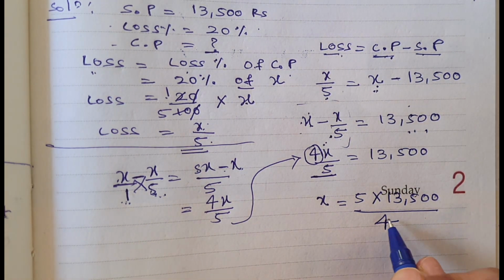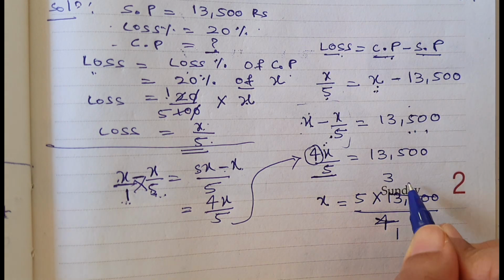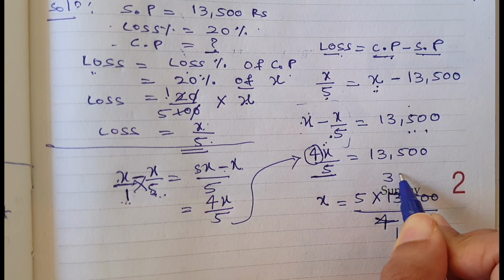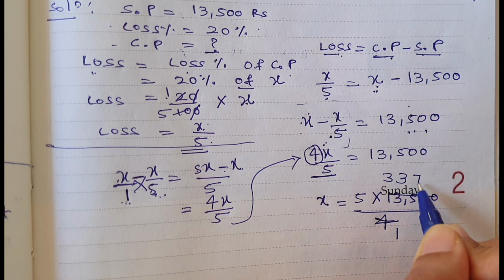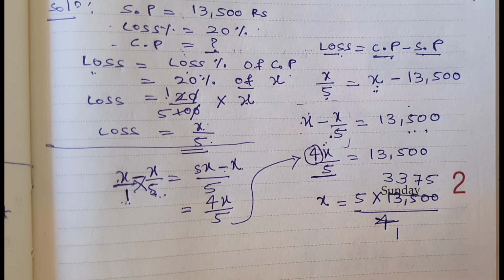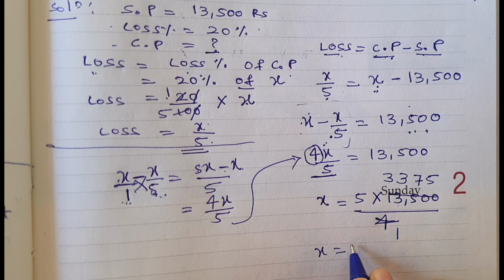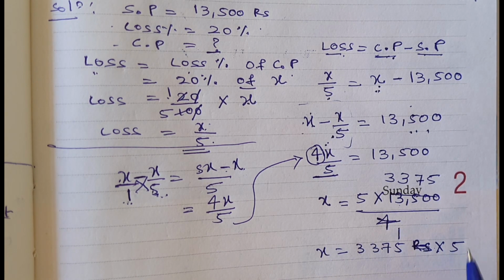Let us simplify this now. 4 ones are 4. 4 3s are 12. Now this will be 15. 4 3s are 12 again. Now this will be 30. 4 7s are 28. Now this will be 20. 4 5s are 20. So the answer is X is equal to 3,375 rupees multiplied with 5.